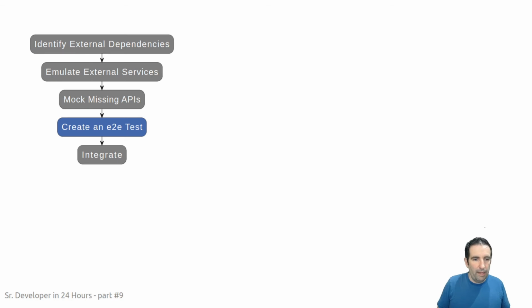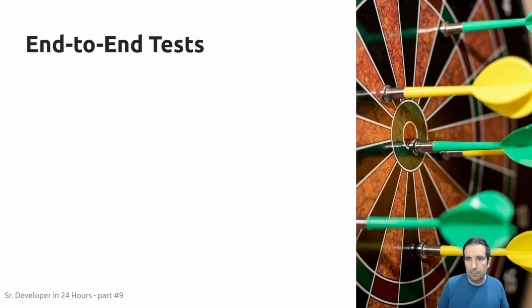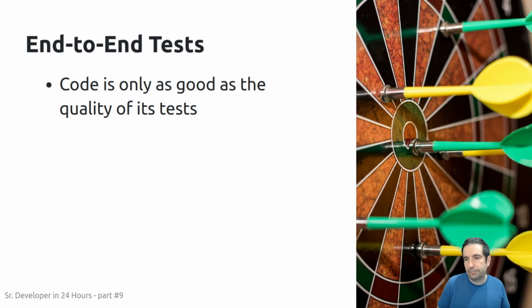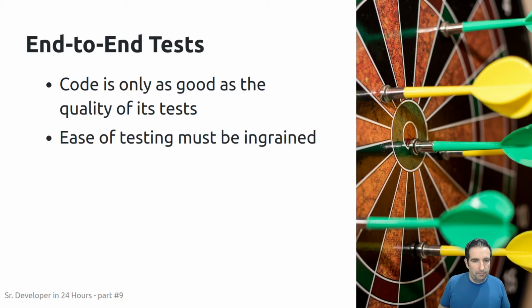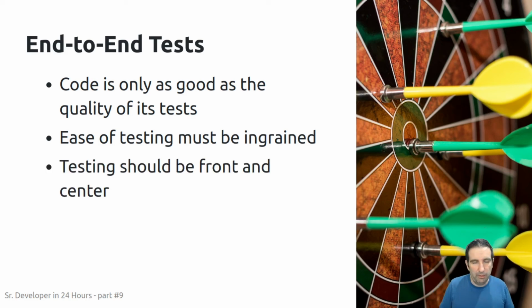All right, now let's talk about creating an end-to-end test to help us move along faster. All right, something important is that code is only as good as the quality of its tests. Ease of testing must be ingrained in the code for us to say, hey, this is actually good, high quality code. And testing should be front and center. As we're designing an application, we should be thinking not only what the application is going to do, but how are we going to test that application? How are we going to test that service?